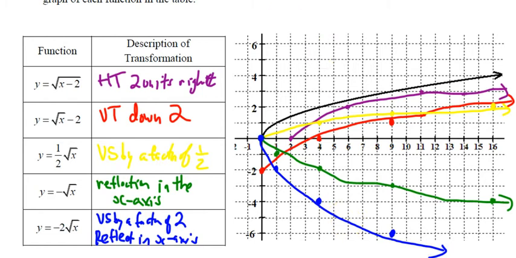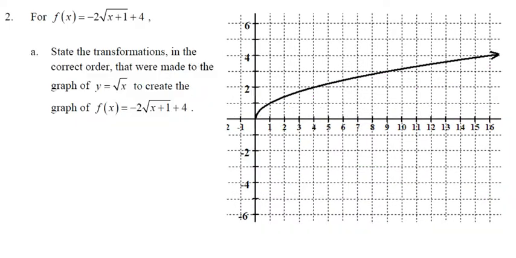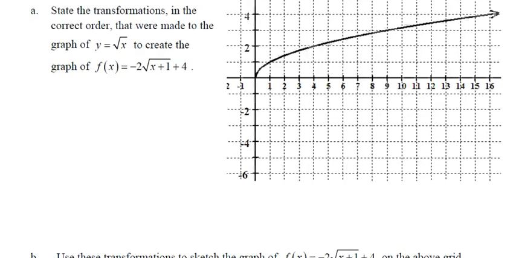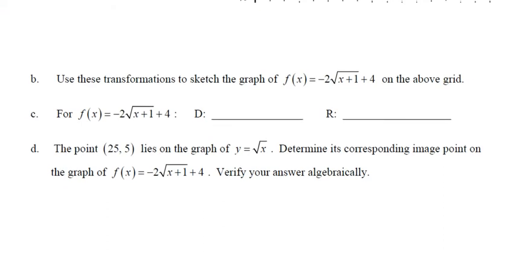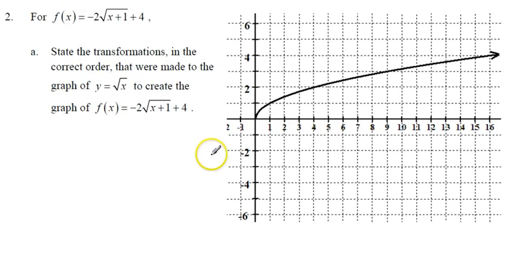Let me go back to the thin black line. So those are all of the, very colorful, isn't it? Wow, rainbow. 4, f of x equals negative 2 root x plus 1 plus 4. State the transformations in the correct order that were made to create the graph of f of x. Use these transformations to sketch.